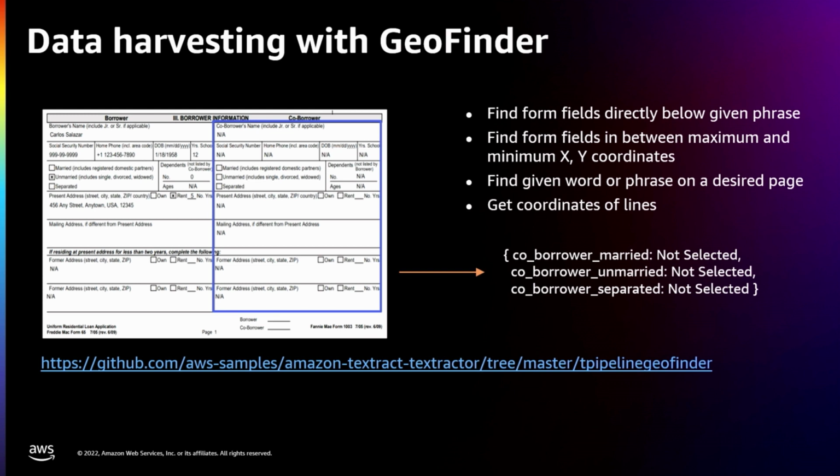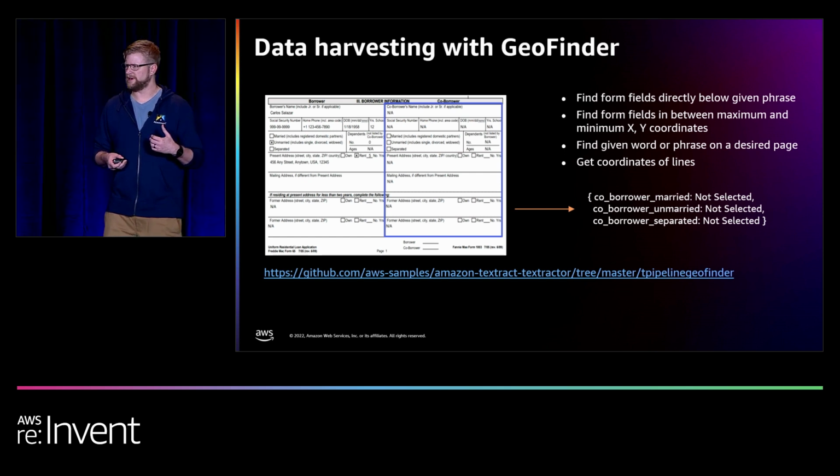If you were to look at the raw response from Textract for this, you would get 2 sets of social security number fields, 2 sets of date of birth, 2 sets of married, unmarried, and separated. But you wouldn't be able to associate any of those sets with either borrower or co-borrower. In fact, they might just show up arbitrarily in the block information, so you'd have to kind of reassemble them. And that's what the GeoFinder library does.